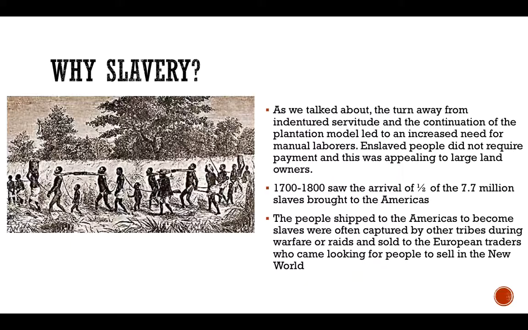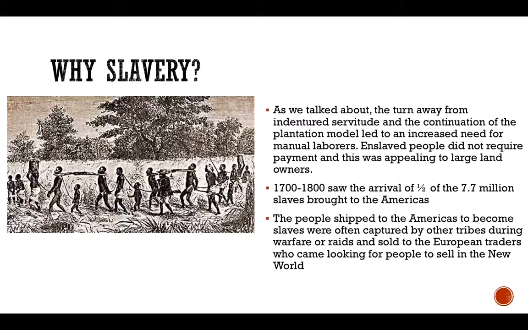They were owned by the landowners, and there was no way out of their contract because they didn't have a contract. The indentured servants would eventually get out of their contract after about 5 to 7 years, if they were to survive.